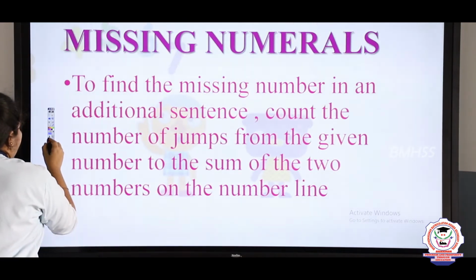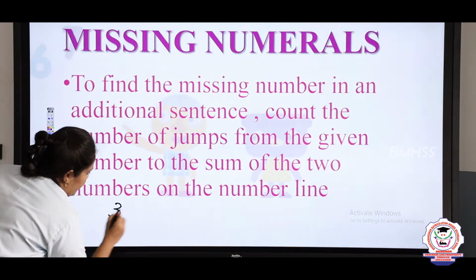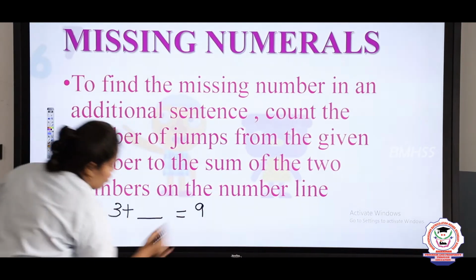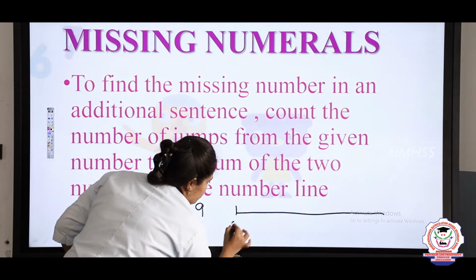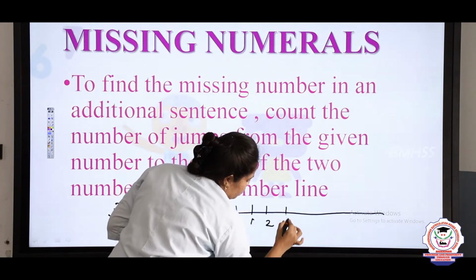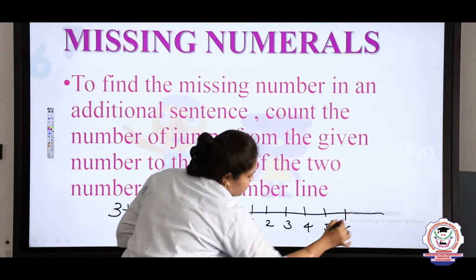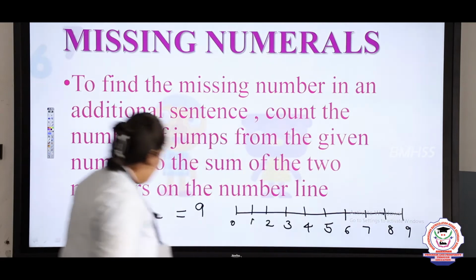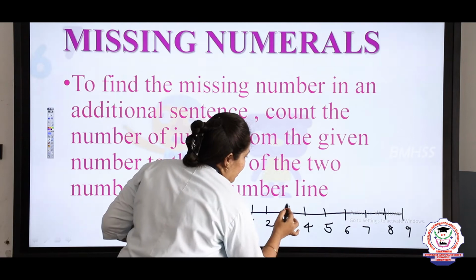So see here, 3 plus dash gives 9. So what we need to do is, 0, number line intervals, okay, 1, 2, 3, 4, 5, 6, 7, 8 and then 9. So the given addend 1 is 3. So start from the 3.